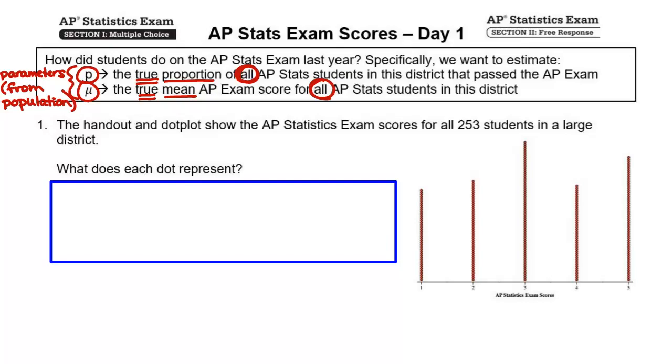But I would like you guys to circle these two, P and mu. This is the true proportion and the true mean for all AP Stats students in this district. These are both called parameters.